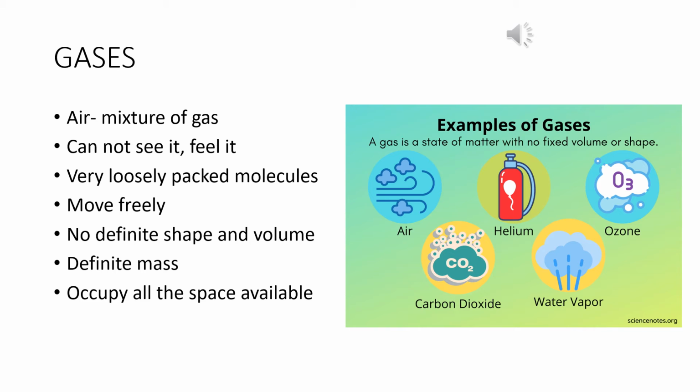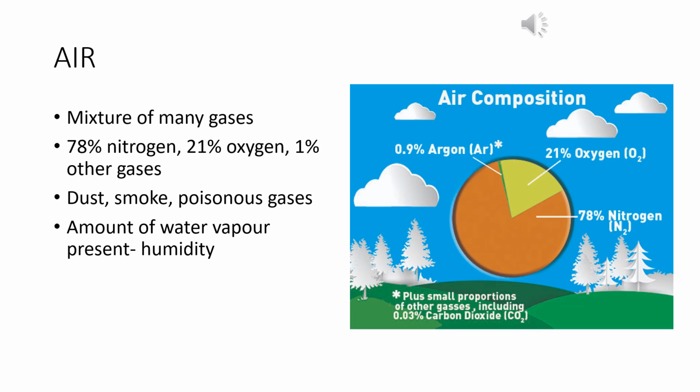Examples of gases include the air, helium, ozone, carbon dioxide, water vapor, etc. Water vapor is the gaseous phase of water. Air is a mixture of many gases. If we observe the composition of air, we will see that 78% of air consists of nitrogen, 21% consists of oxygen, and the remaining 0.9% consists of argon. Some other gases are also present, including 0.03% carbon dioxide and some amount of water vapor.